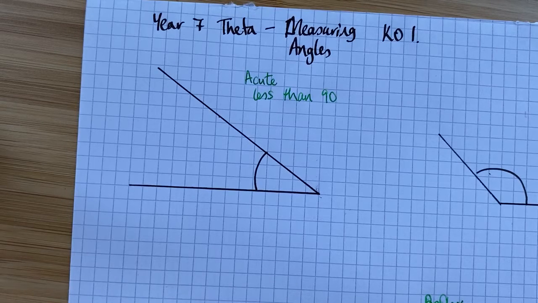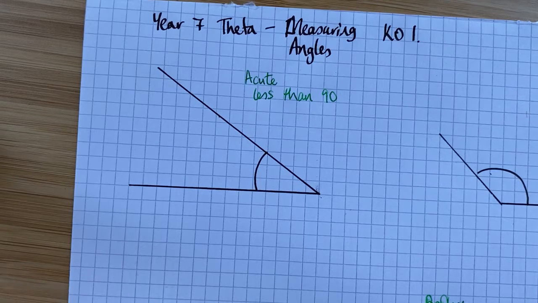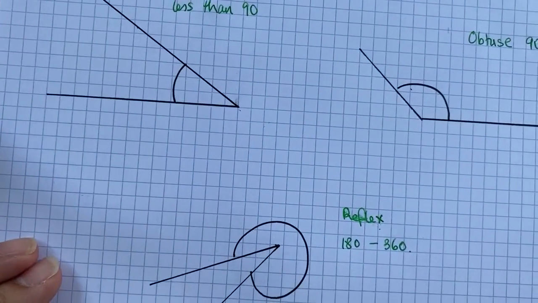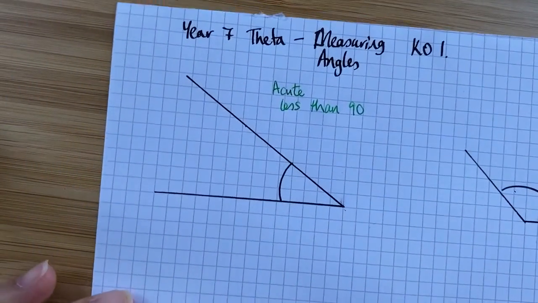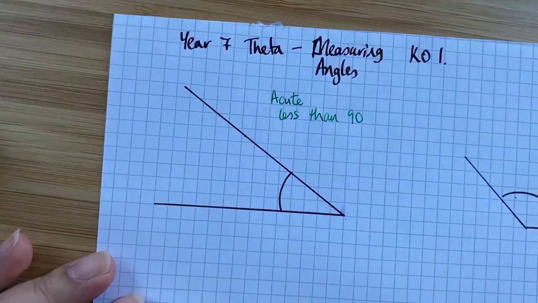Hi, this is a video to help Year 7 Theta with measuring angles with a protractor for knowledge organizer number 1. As you can see, I've got 3 angles on this sheet of paper, and I've already written what type of angle these are. In the first one, you can see I've got an acute angle, and it's less than 90 degrees.